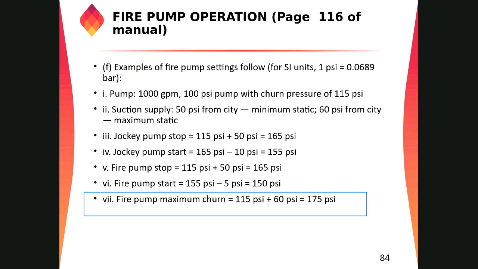In any case, the maximum pressure in the system cannot go above 175 psi. So if pressure goes above that, our fire protection system will be damaged. Most fire protection systems are designed for 175 psi as per NFPA. Does that make sense?